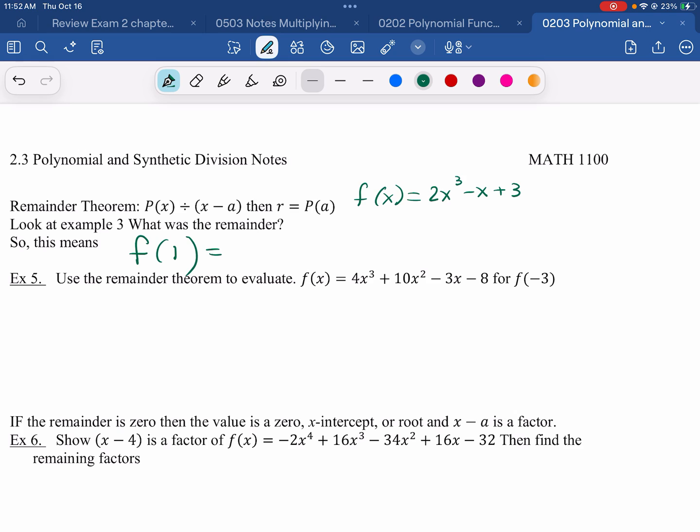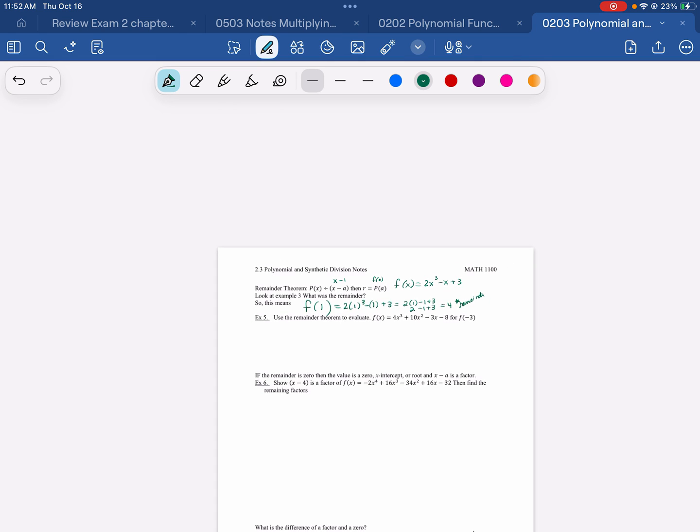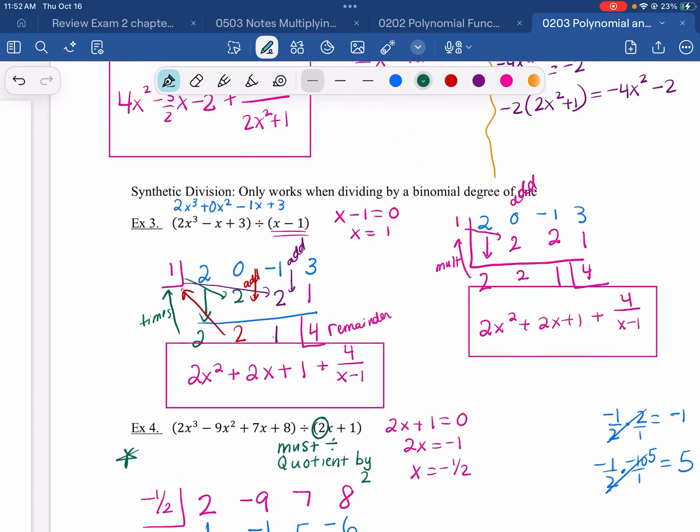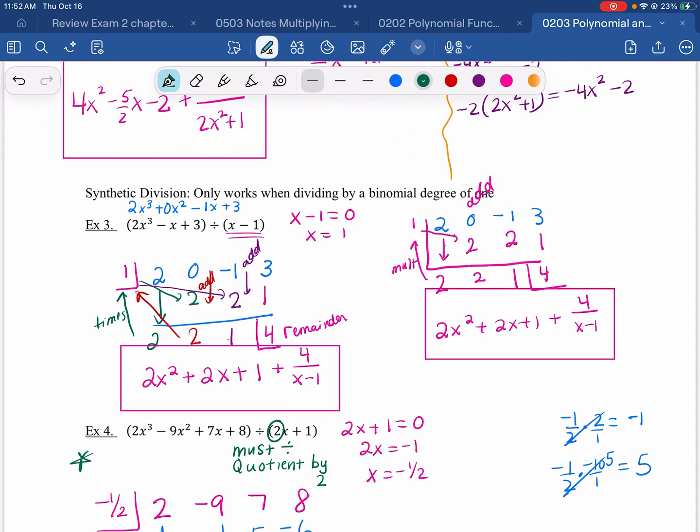So if I do f of 1, because I was dividing by x minus 1, and this is a, so this is like saying f of a, f of 1, 2 times 1 cubed minus 1 plus 3. That gives me 2 times 1 minus 1 plus 3. This is just 2 minus 1 plus 3, which is 4. That was the remainder.